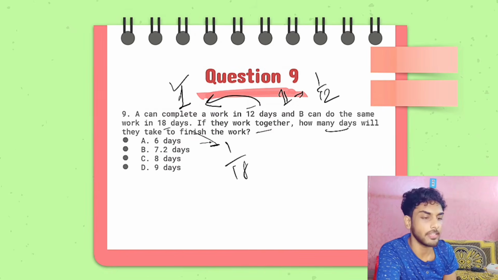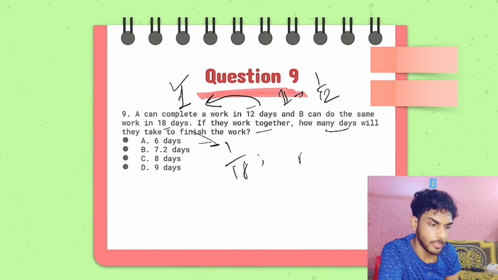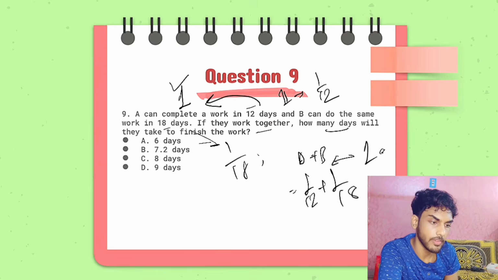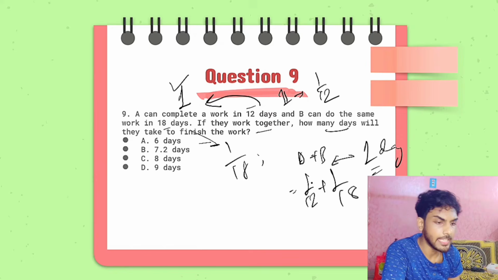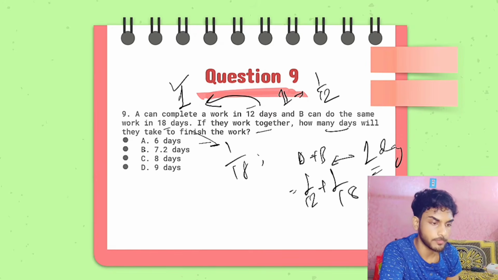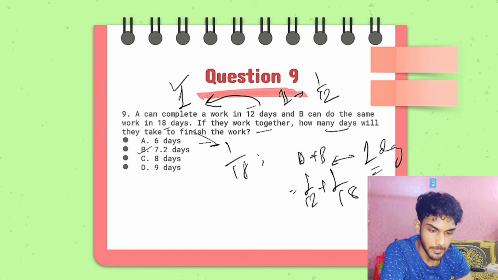Very easy, very straightforward question. So A plus B together, they will be completing 1 by 12 plus 1 by 18. This is the work done in one day. So if you find this out, simply you will be getting the answer. It will be 7.2. I could have calculated it because I have practiced these kinds of questions a lot. I think I'm right. Wait, let me check. Yep, it's 7.2.